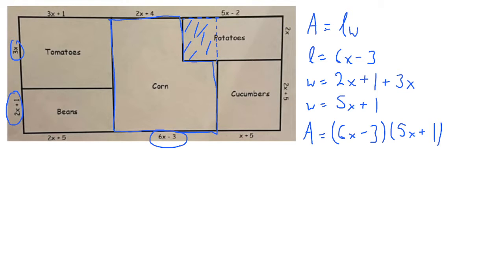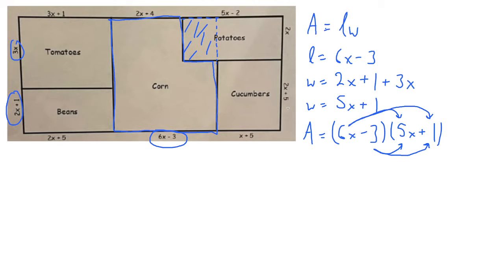So yeah, we would multiply these together, and when you have two binomials, two terms multiplied to each other, we would FOIL them. FOIL: first, outers, inners, and last. So we would distribute it that way. 6x goes with 5x, and then with 1. And then negative 3 goes with 5x, and negative 3 goes with 1.